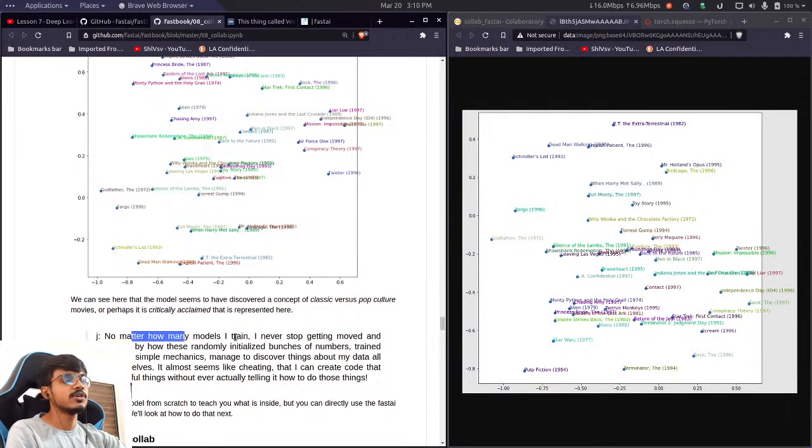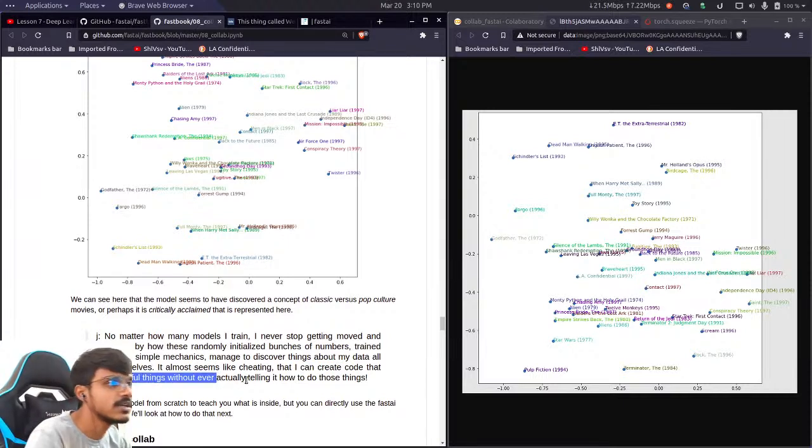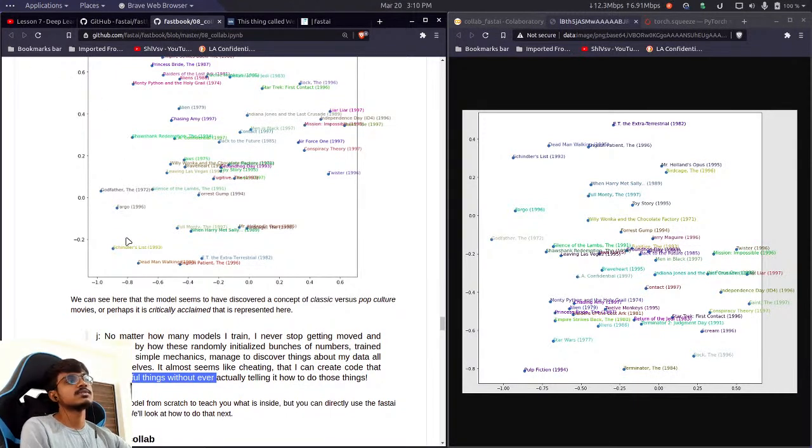No matter how many models I train, I never stop getting moved and surprised by how this randomly initialized bunch of numbers trained with such simple mechanics managed to discover things about my data all by themselves. It almost seems like cheating that I can create code that does useful things without ever actually telling it how. Exactly, and that's what I said in the previous stream, that this particular model seems like magic. It's beautiful, just a bunch of numbers discovering all these factors.